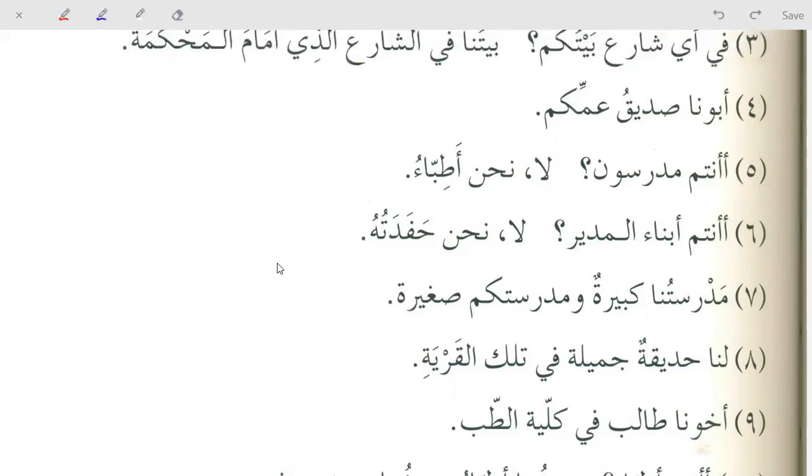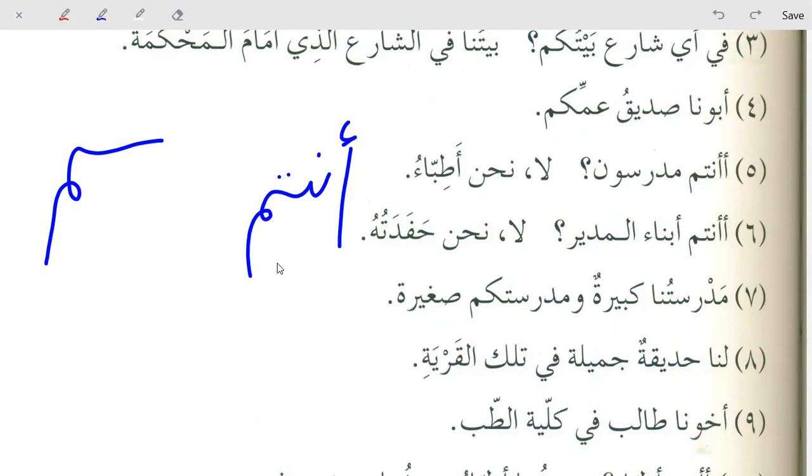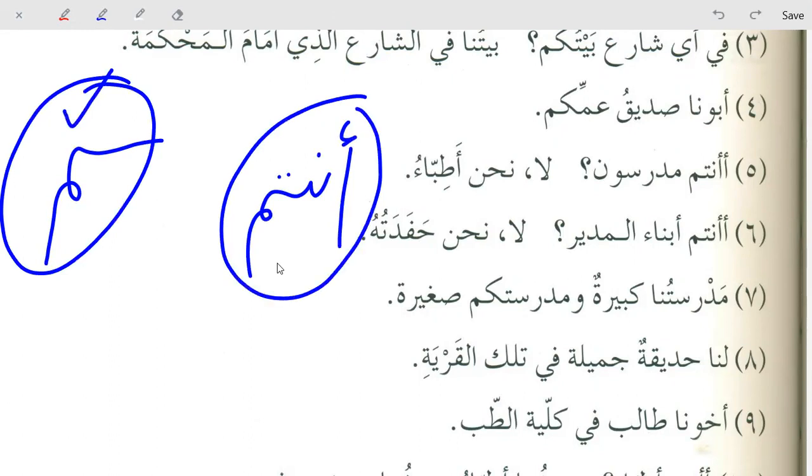Okay, so the word antum, is it marfu, mansub or majroor? Ms. Rama? Marfu. Okay, antum is marfu. What are its mansub and majroor forms? The majroor form of antum is kum, okay? And the mansub form is also kum. Mansub and majroor is kum, and the marfu form is antum, okay?